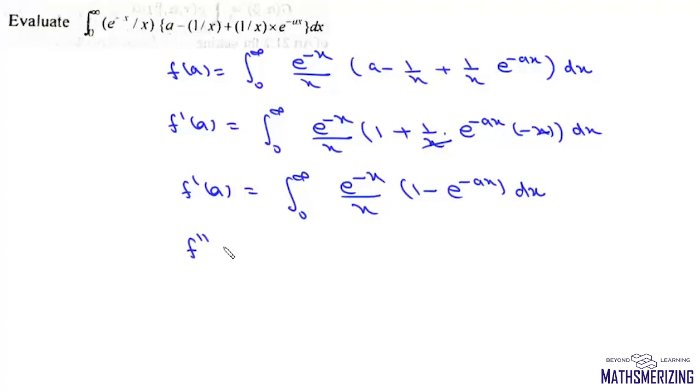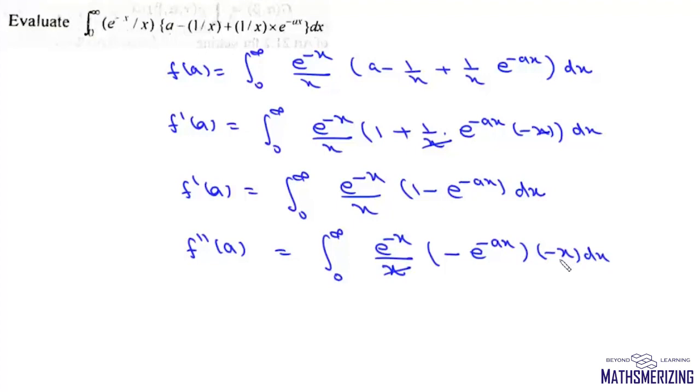Still this integral is not in the solvable form, so what we'll do is we'll differentiate it once again. So we'll write f''(a) and it'll be equal to this integral from 0 to infinity. Again we'll partially differentiate it with respect to a, so it'll be e to the power minus x upon x and then minus e to the power minus ax into minus x dx. Now here x and x will cancel, so we'll write f''(a) as this integral from 0 to infinity e to the power minus (1 plus a) x dx.